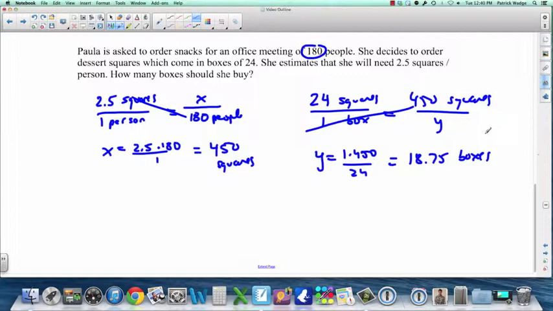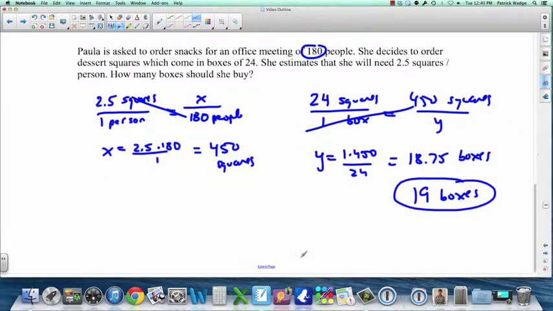Is that a good answer? It's kind of weird. Do you think you'd go into a dessert place and ask for 18.75 boxes? No, you'd probably actually get 19 boxes to have enough. You're going to have a little bit extra. You know what you do with those? You take them to your math teacher. Okay? It's as simple as that, people. Want to improve your mark? That's what you do. Alright, little life lesson for you there.